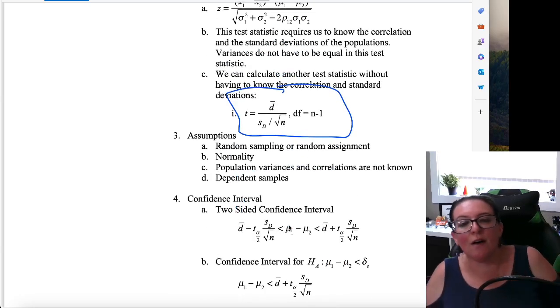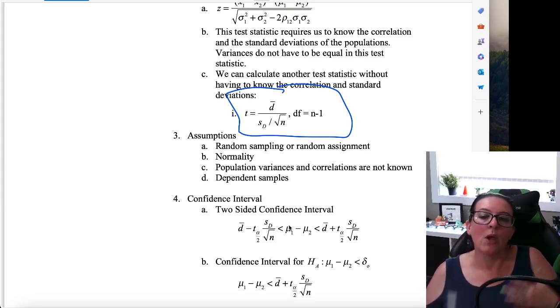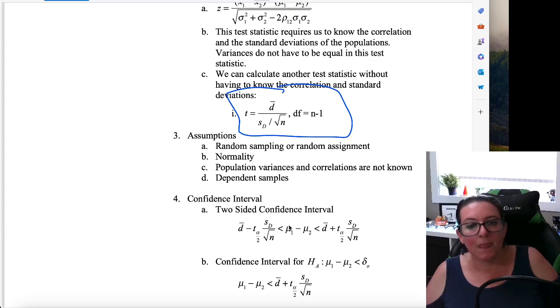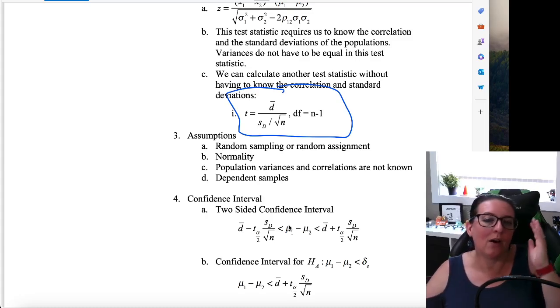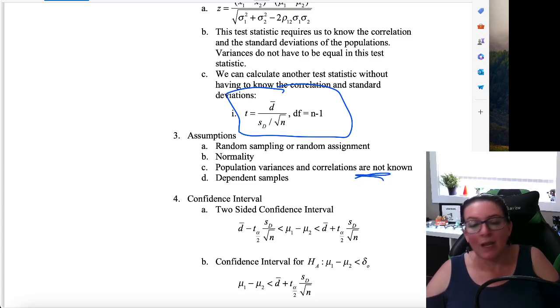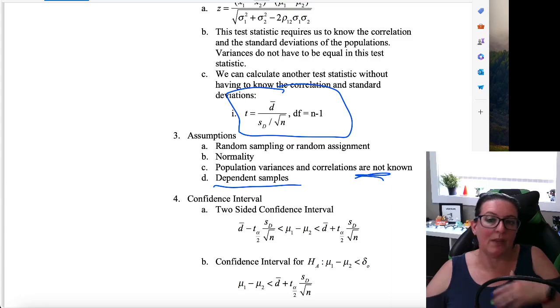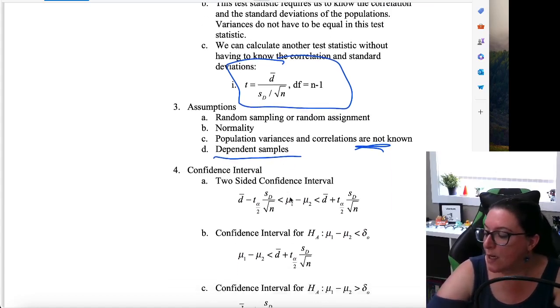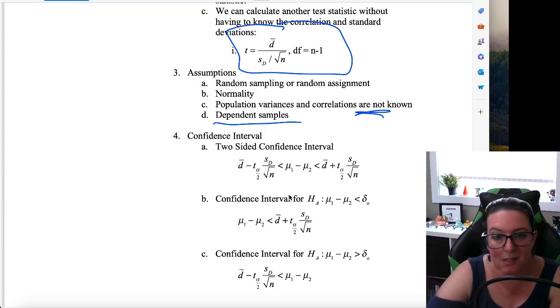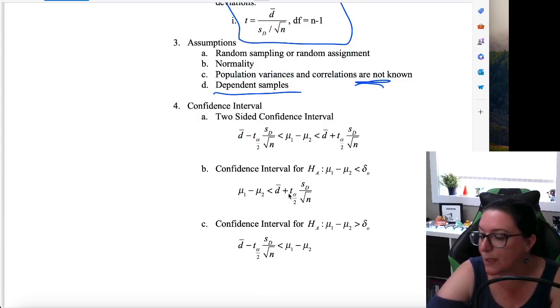So we're using d bar divided by the standard deviation divided by the square root of n. The assumptions of this test are random sampling and a normally distributed population. If we're using this particular t-test, we are assuming that the variances and correlations are not known and that we have a dependent sample. If it was an independent sample, we would have done a separate variance or pooled t-test if the population variances were not known. Confidence intervals exist for this test as they do with all the other ones. They come from simply rearranging that test statistic.